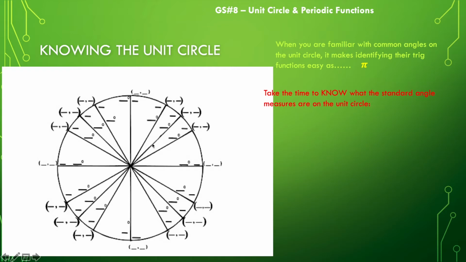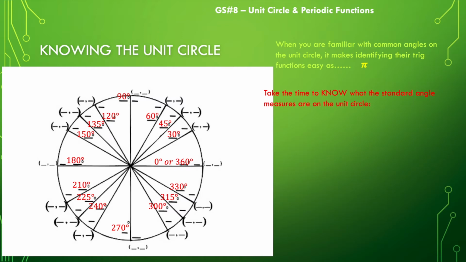And then these ones in the middle are multiples of 45. So we would have 45 degrees, and we would skip up here to 90 degrees, and then the next one would be 135 degrees, and the next one would be 180 degrees, 225 degrees, 270 degrees, and 315 degrees. And then all the way back around to 360 degrees. So those are the basic angle measures in degrees that are on a base unit circle.